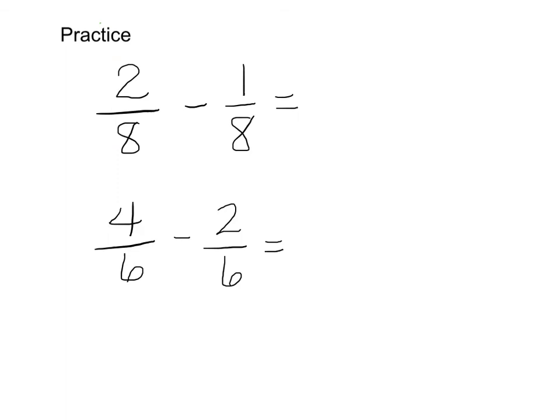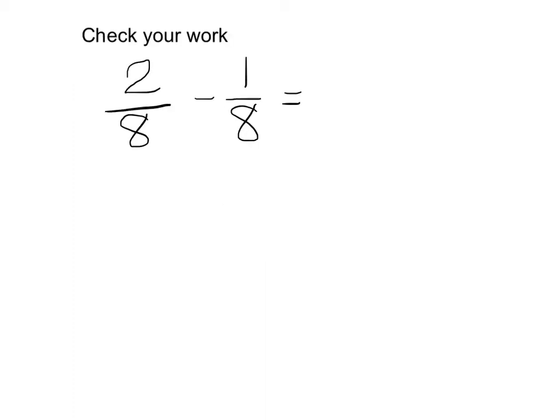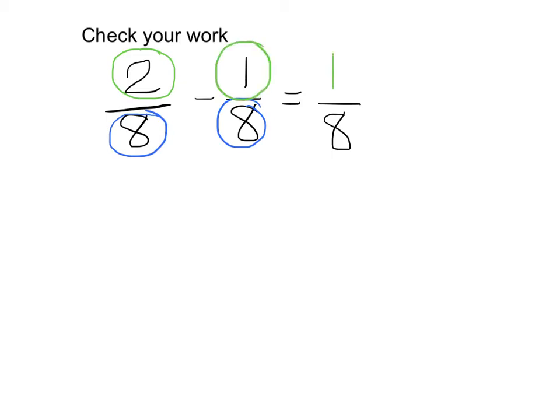Let's practice a few subtraction problems with fractions with the same denominator. Check your work on the next slide. The first problem is 2/8 minus 1/8. I look at the denominators. They are the same. Therefore, I'm going to take the denominator and bring it straight across. Now I look at my numerators. I'm going to subtract. 2 minus 1 equals 1. So my difference is 1/8.